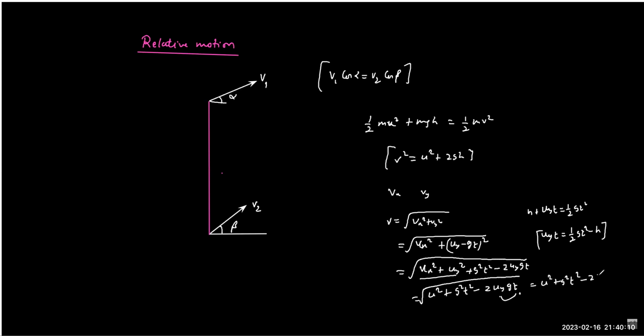So 2g into half gt square, right? And you can see this gets cancelled, and this becomes g square t square. And this is 2h, right? You have to substitute this value, or you can say plus 2gh, right? So you can see this gets cancelled, and then you have the answer: u square plus 2gh.